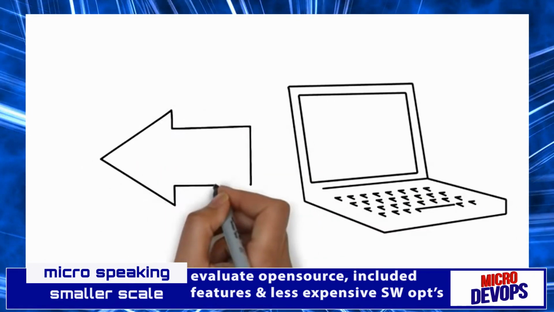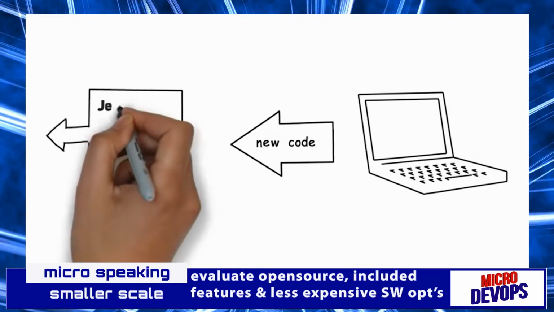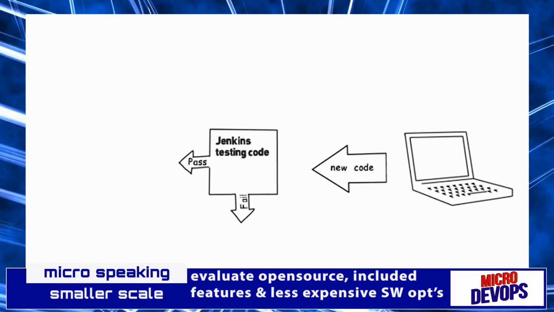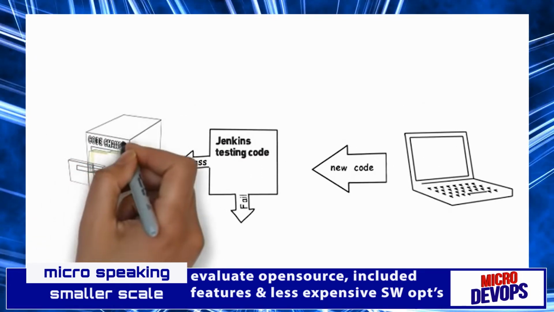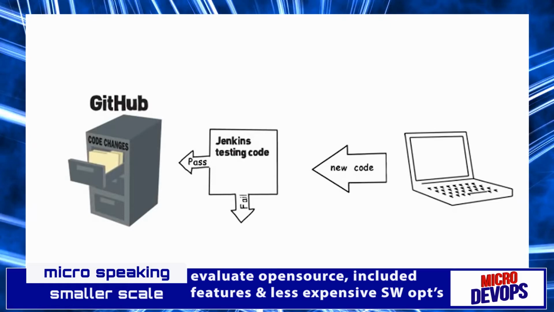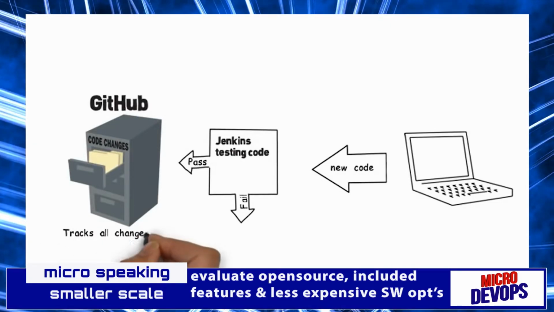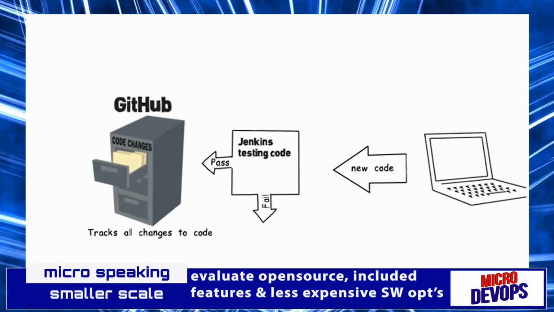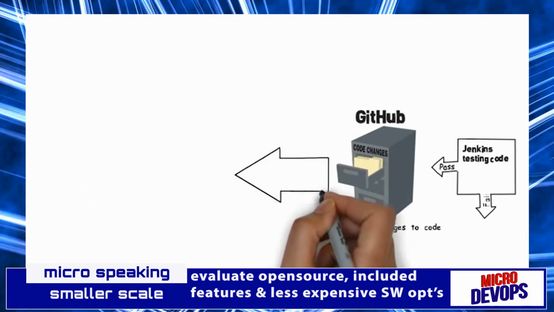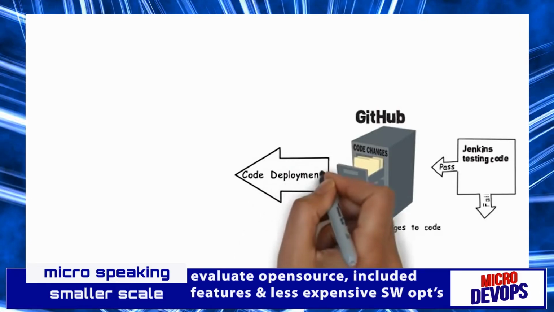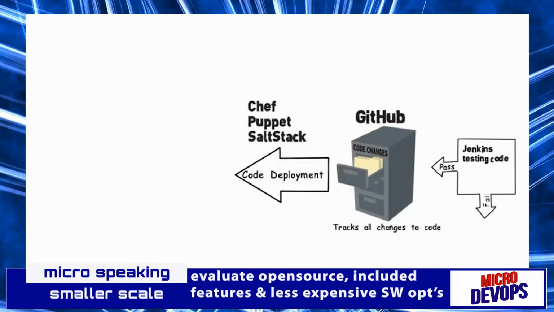They will need a tool that allows them to build and test code continuously. An example of this is Jenkins. They will need a tool for source control, such as GitHub. This will allow them to manage, track, and document all the changes to their application code and their configuration management code. They will need tools for configuration management, such as Chef, Puppet, and SaltStack.